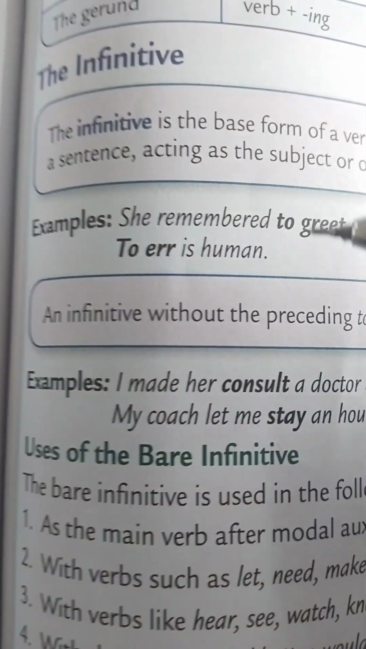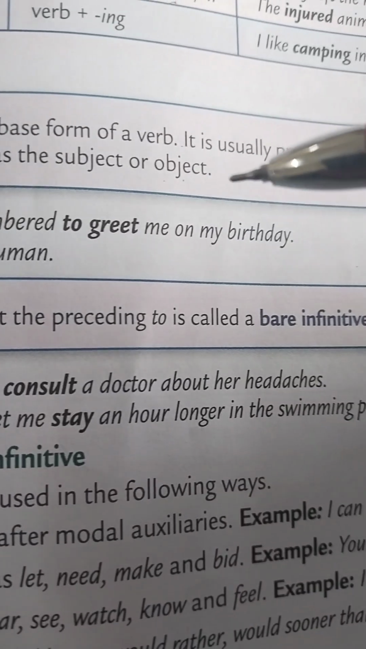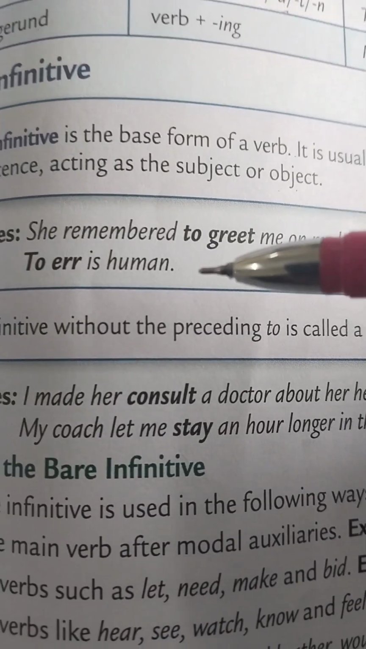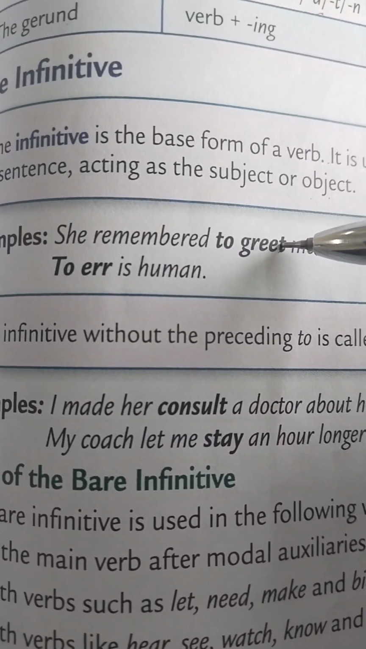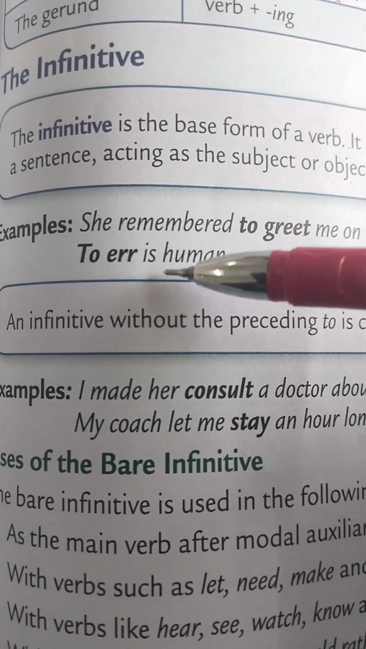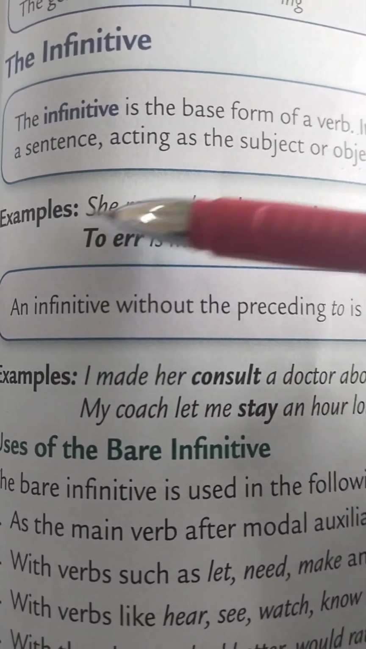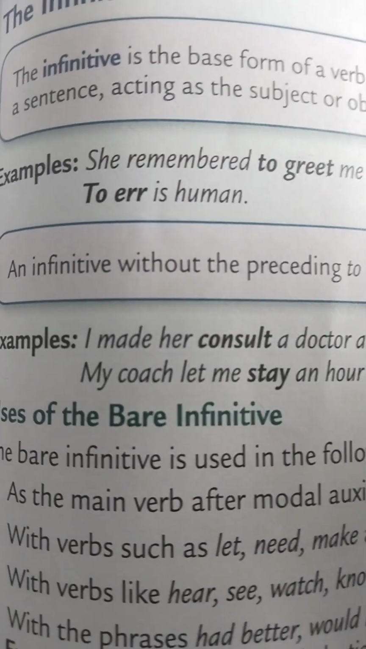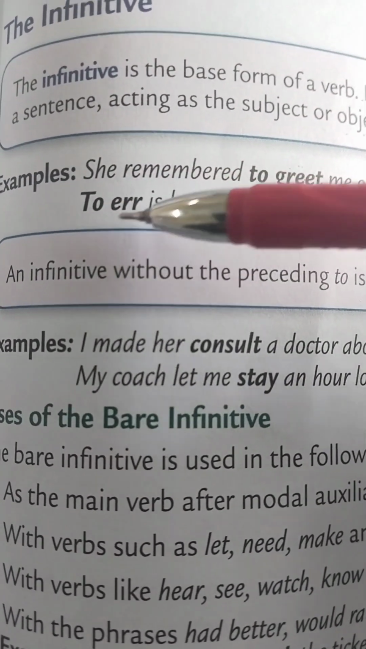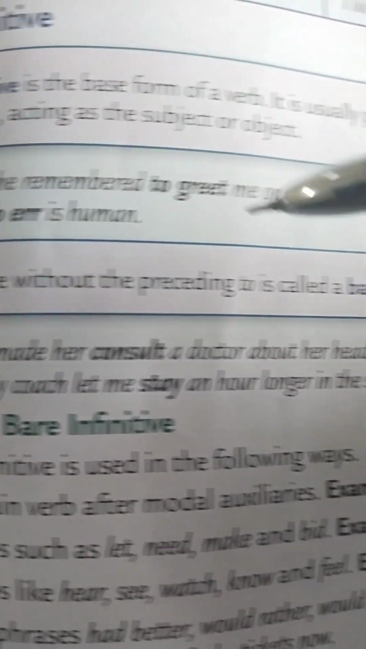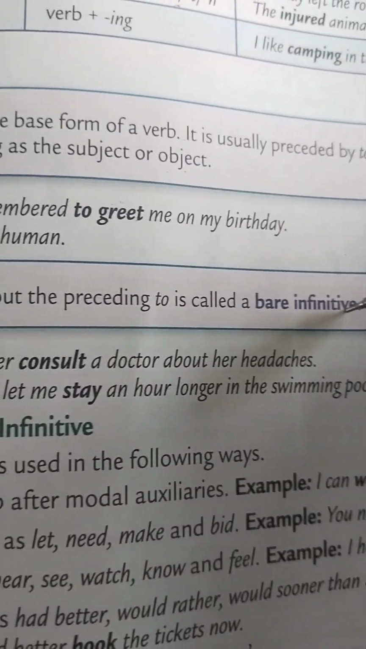For example, she remembered to greet me on my birthday. Now in this sentence, to greet is non-finite and it is an infinitive. And sometimes, children, the infinitive is not preceded by to. So this type of infinitive which is not preceded by to is called a bare infinitive.